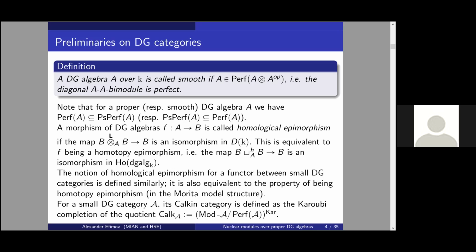We will need an algebraic version of Calkin algebras, and more precisely of Calkin categories. This is defined for any small DG category A. Basically, you take the DG quotient of A-modules by perfect modules, and here I'm taking Karoubi completion. It's not really important at this point, but let's make this convention. These are the basic notions which we will need.